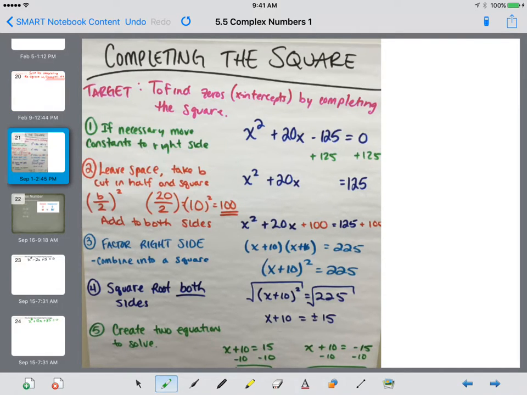Here's the poster. If you need it, have it opened up near you on your computer if you need to remember how to do the steps. The main thing we need to take away and remember is this b divided by 2 to the second power. That's what we're going to add to both sides. That's how we complete the square. So keep that poster handy when we go through examples.